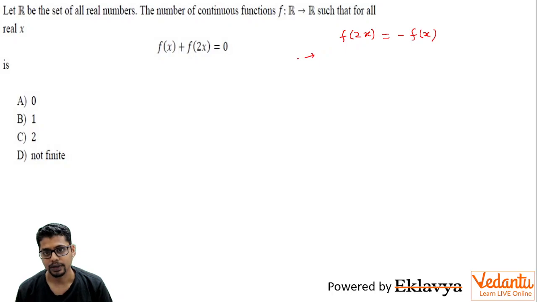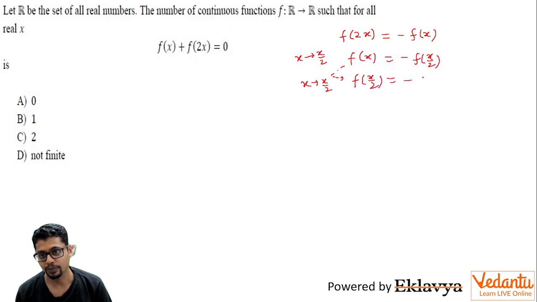Now if you put x to be x by 2, since this relation holds for all x, you get f of x is equal to minus f of x by 2. Again putting x as x by 2 in this equation, I get f of x by 2 is equal to minus f of x by 4. Similarly, again putting x by 2, because this equation also holds for all real x, f of x by 4 is equal to minus f of x by 8, and so forth.